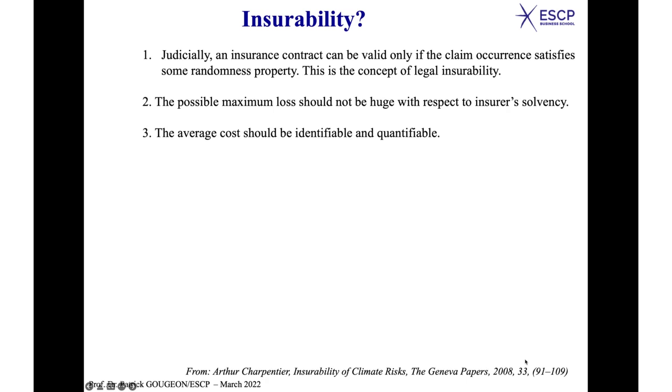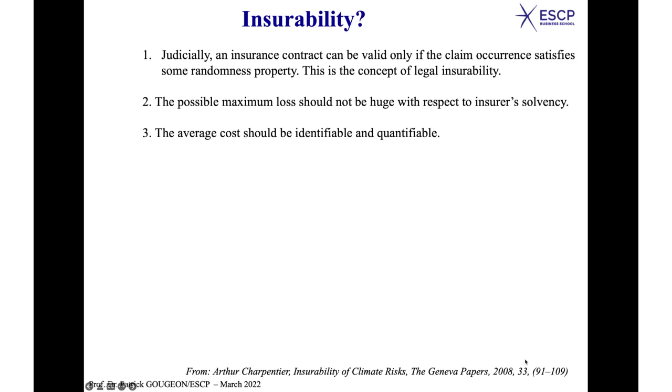The average cost should be identifiable and quantifiable. As we'll see, if you have a large population you want to cover, for instance motor insurance, you have a large number of people you can insure, and you have data about the cost of claims and the frequency of claims. So you have an estimate of how much it would cost. And then this average cost can be taken as a basis for the estimation of the premium, because the law of large numbers would apply, and it would make sense to look at the average.